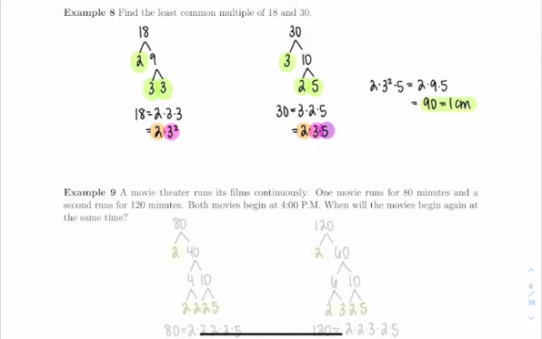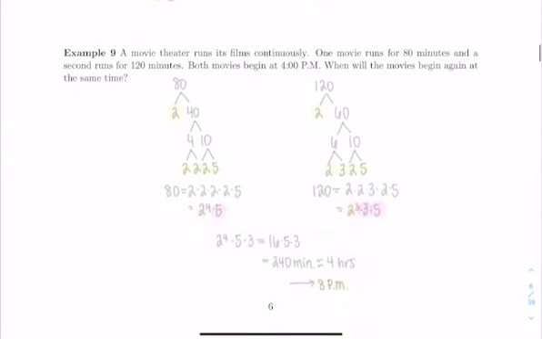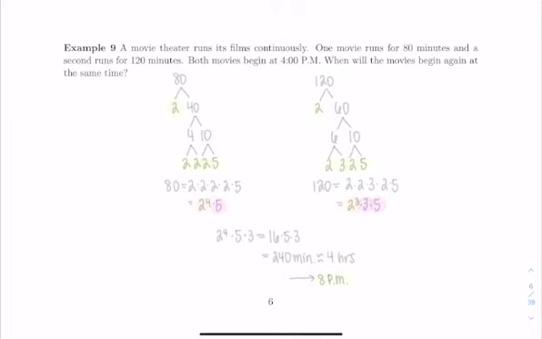And example number 9. A movie theater runs its films continuously. One movie runs for 80 minutes and a second runs for 120 minutes. Both movies begin at 4 p.m. When will the movies begin again at the same time? So this is a least common multiple problem. So we want to break down 80 and 120.